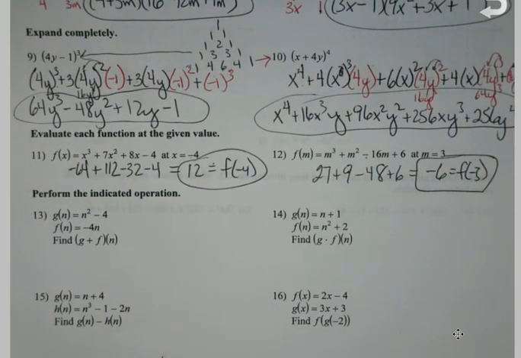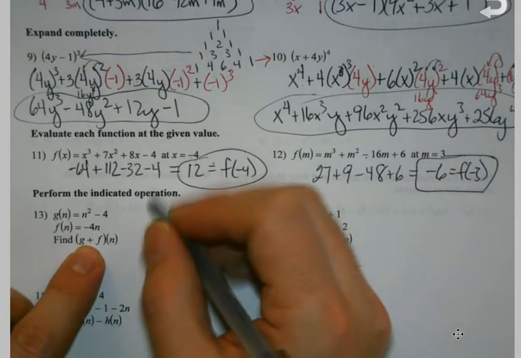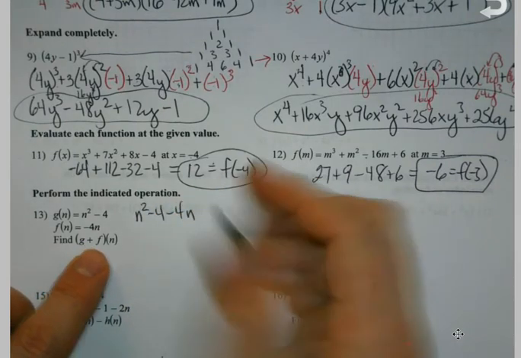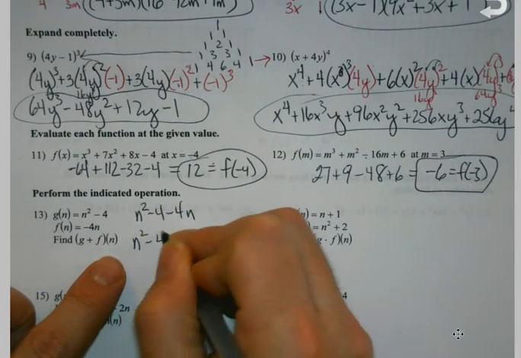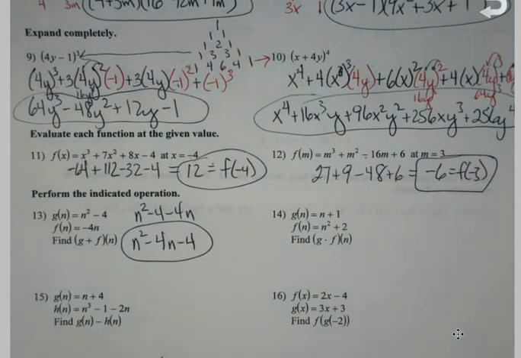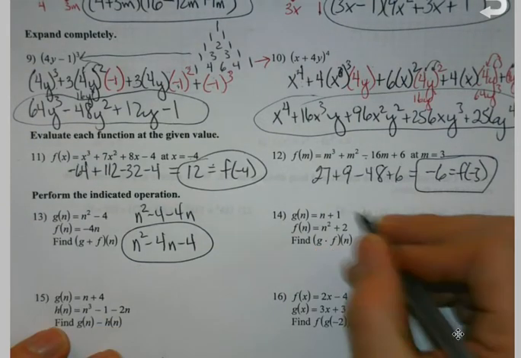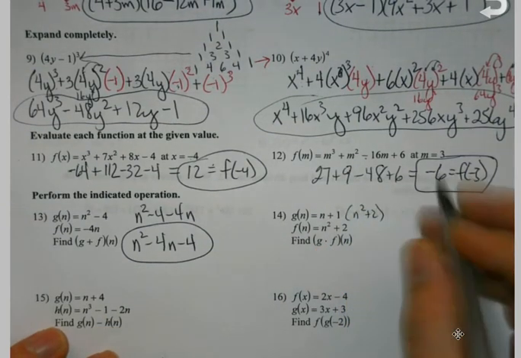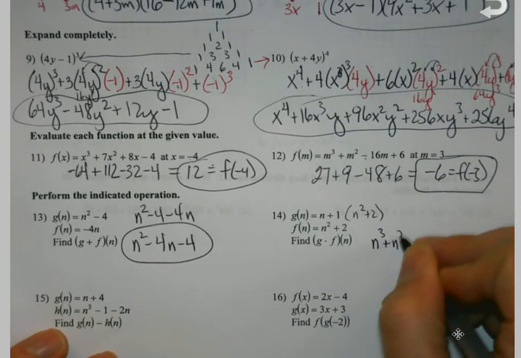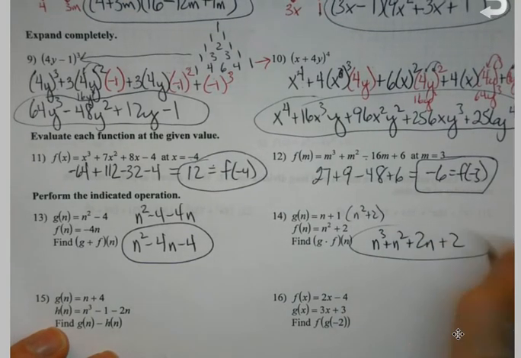Okay. Perform the indicated operation. Add them. Okay. Now, am I going to take it if you write it like this? Yes, but seriously? In order, greatest degree to least. We know better than this. We're going to do it better than this. G times F. Foil it out. N cubed plus n squared plus 2n plus 2.